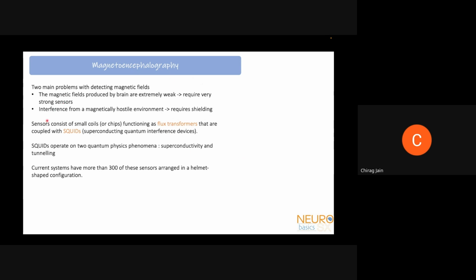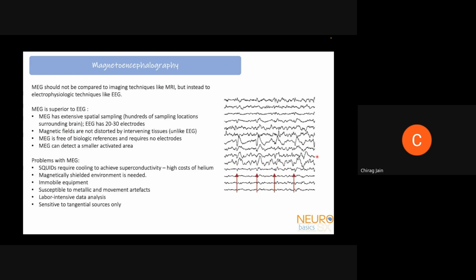So the sensors for a MEG usually consist of small coils or chips, which function as something known as flux transformers, which are coupled with a structure known as a SQUID. The only thing to remember here is it works on two quantum physics phenomena, superconductivity and tunneling. The important one to remember is superconductivity, because superconductivity requires extreme levels of cooling, which requires helium. If you're going to use helium, it is going to become very, very expensive. That is why MEGs are very, very expensive. Now, the current systems which use MEG have more than 300 of these sensors, which are arranged in a helmet-shaped configuration around the head to pick up these brain magnetic activities.